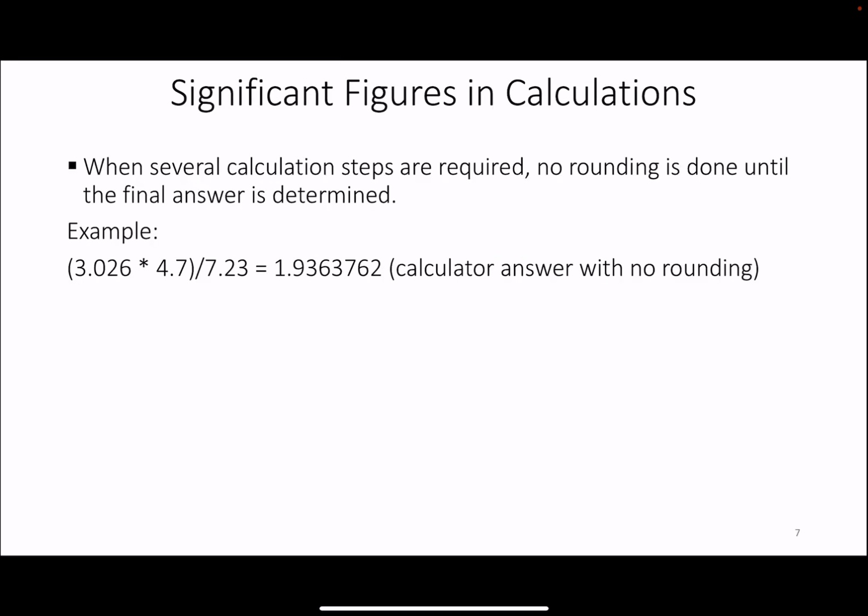So when you're doing calculations, and this is really where it comes in, you should never, never, never round down until the final answer is determined. Okay? So if you're doing this example, 3.026 times 4.7 divided by 7.23, this is your calculator answer with no rounding. This answer you would actually present as 2.0 because you always go with the least number of significant figures. So here you've got 4 significant figures, 2 significant figures here, and 3 here. So you'd present your answer with 2 significant figures. But if you needed to use this number in calculation to keep moving forward with other steps, you would use this number. You don't use 2.0 or you'll make a mistake, right? You shouldn't be rounding that early.